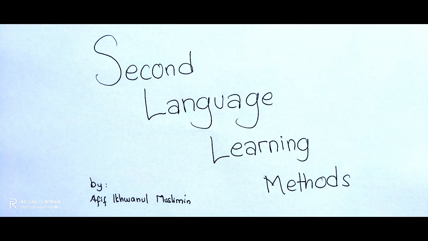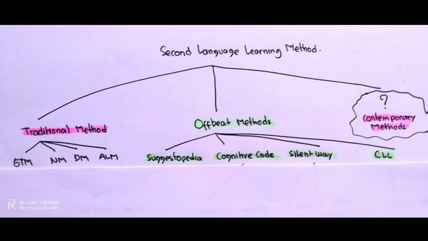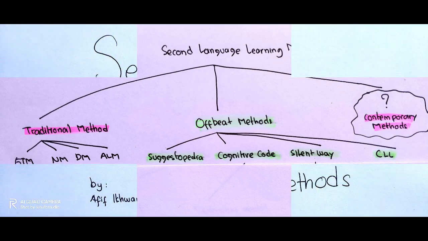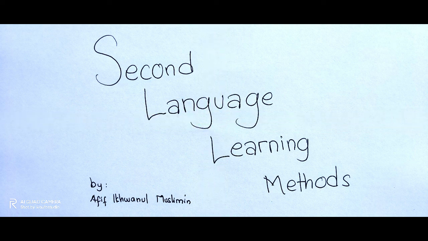Good morning, students. Today we're going to continue our discussions on second language learning methods as part of the material in Psycholinguistics class. Last week we discussed the traditional methods consisting of four: GTM, NM or natural method, direct method, and audiolingual method. Today we're going to discuss offbeat methods.